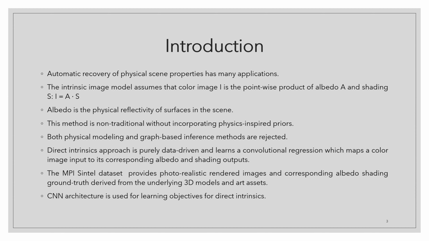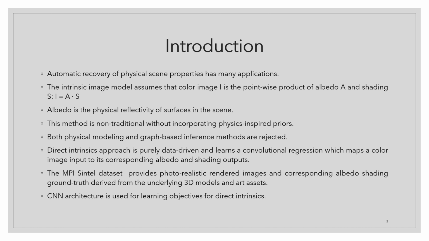A new approach of intrinsic image decomposition has been discussed, which decomposes a single image into albedo and shading components. Direct intrinsics learns a convolutional neural network that produces output albedo and shading channels from an input RGB image. Direct intrinsics is a departure from the classical techniques for intrinsic image decomposition, which typically rely on physically motivated priors and graph-based inference algorithms.